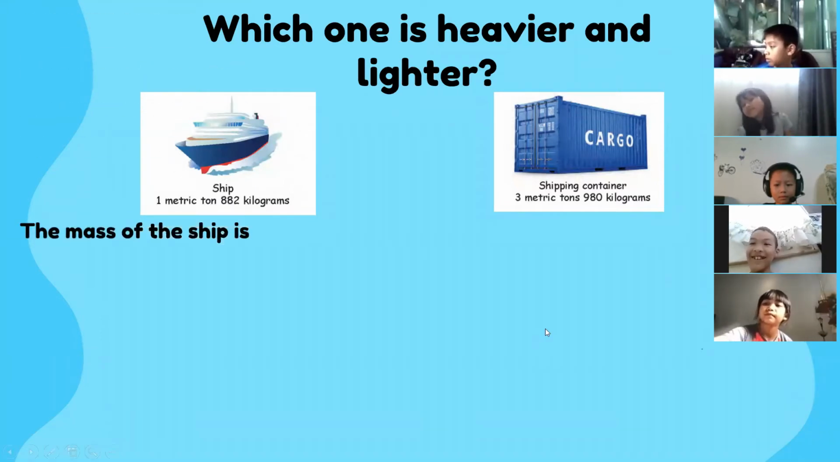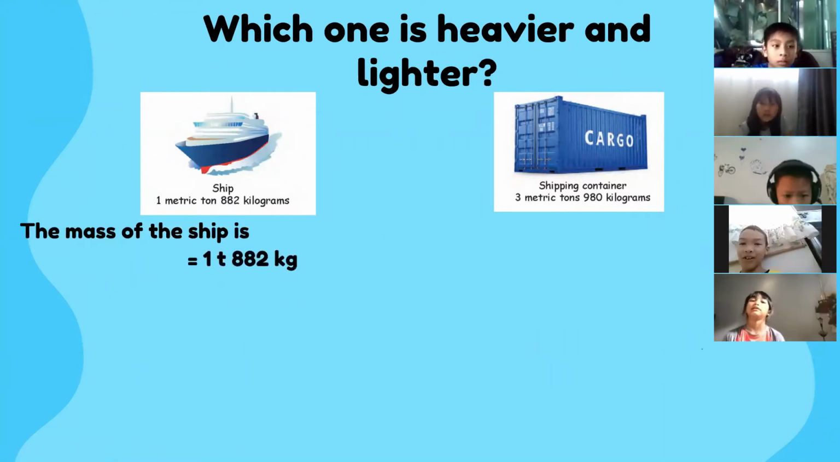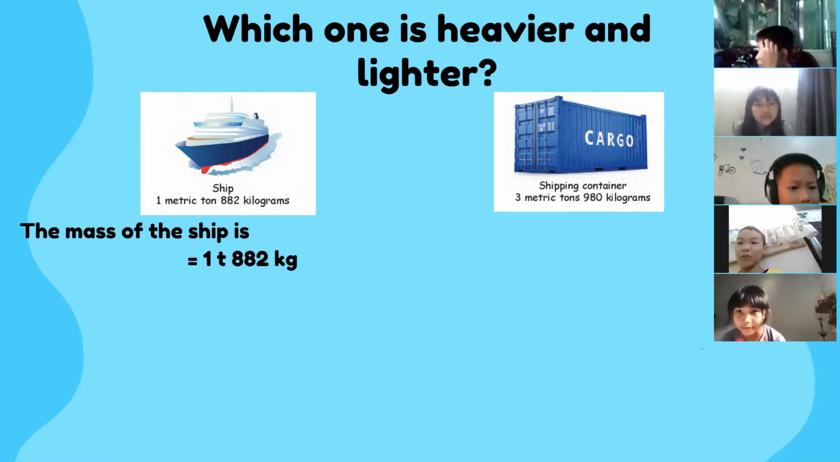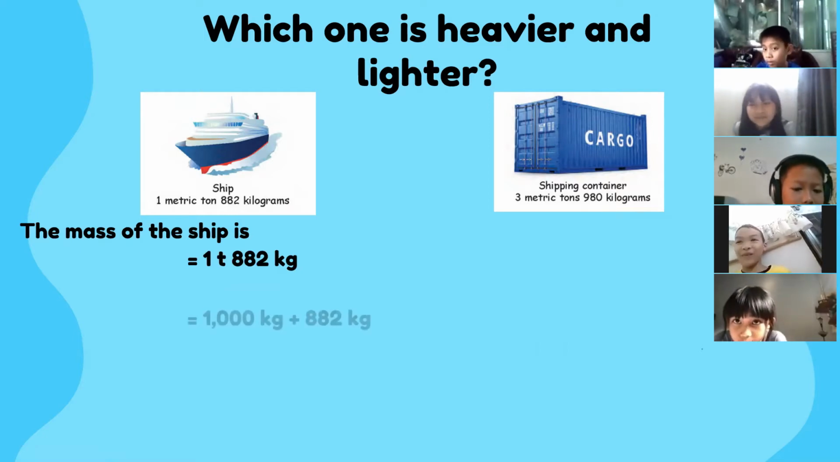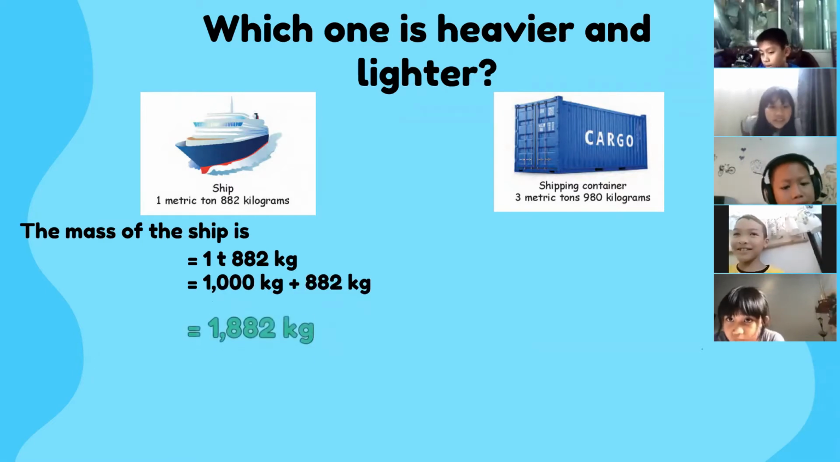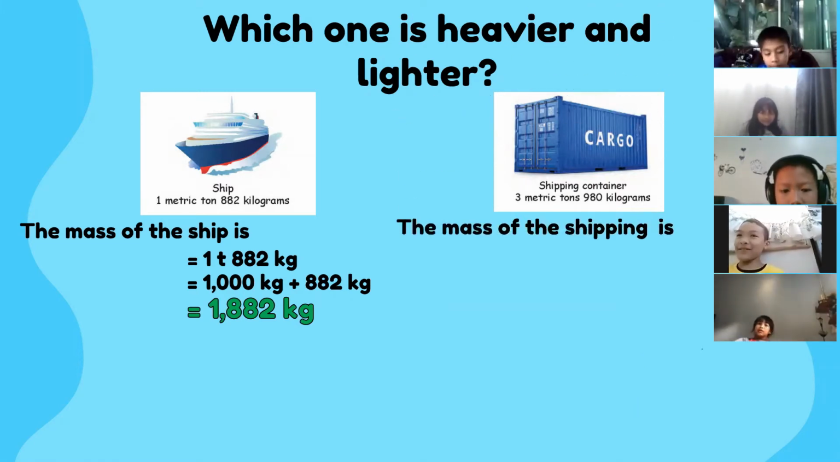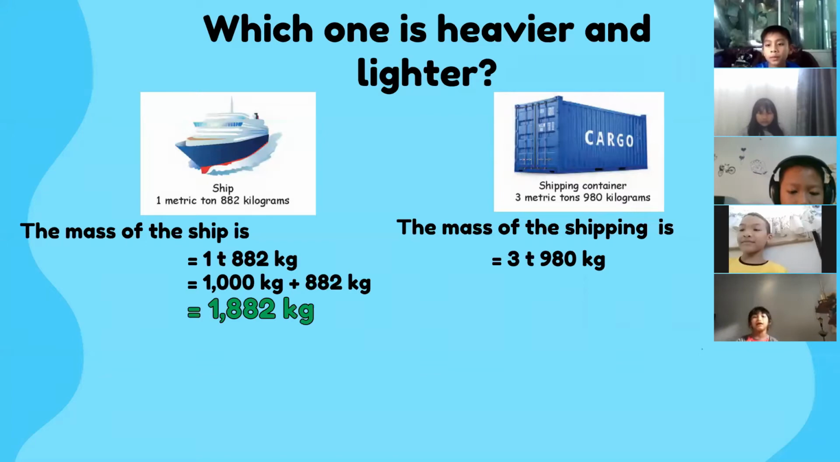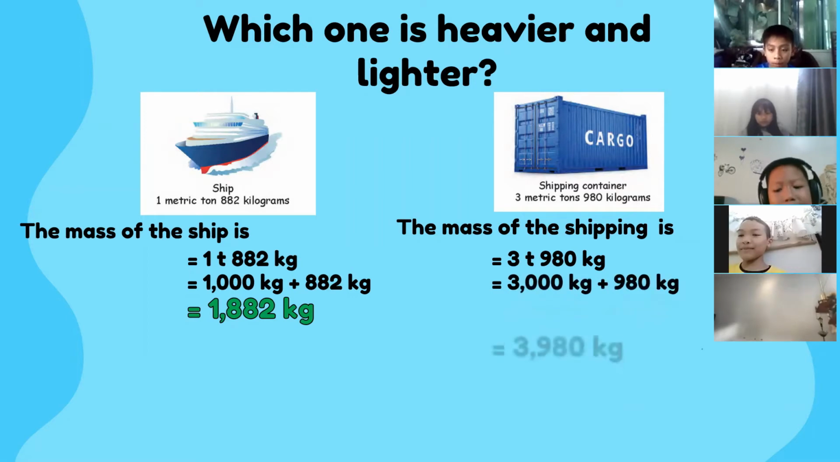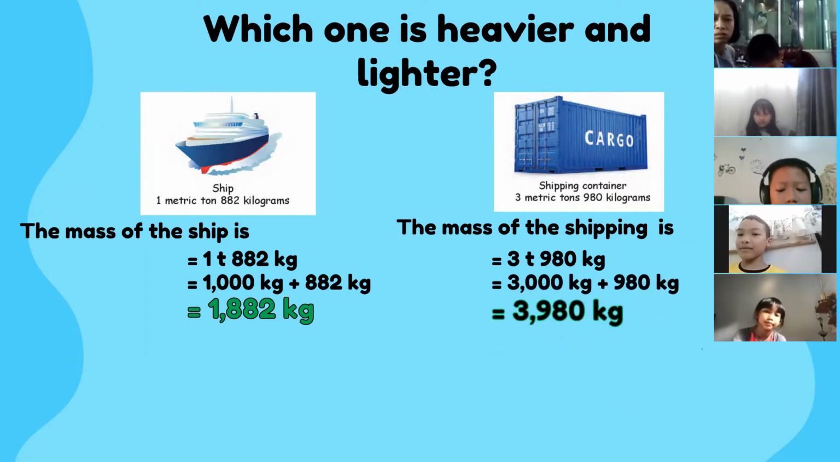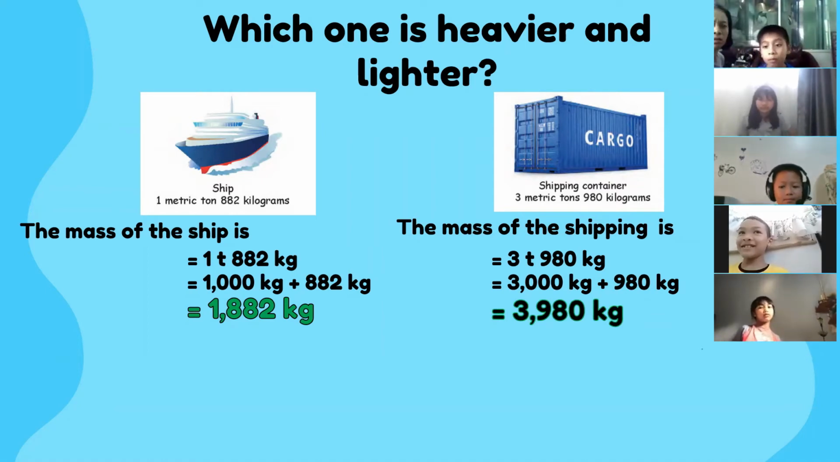Now, let's go. The mass of the ship is one metric ton and 882 kilograms, which is the same as 1,882 kilograms. The other side, the mass of the shipping container is 3 metric tons and 980 kilograms, which is equivalent to 3,980 kilograms. You understand, Tommy?